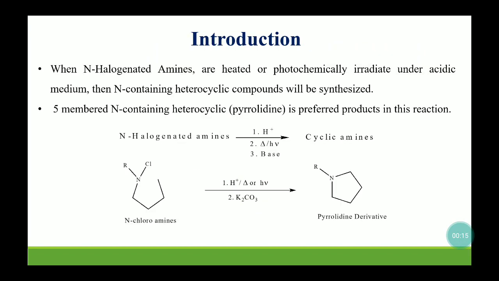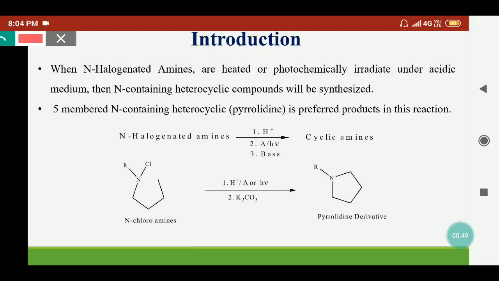In Hofmann-Loeffler Freytag reaction, N-halogenated amines are the reactants when they are treated in acidic media followed by thermal or photochemical condition. In presence of basic workup, they provide the cyclic amines. So this is a very important reaction by which we can prepare pyrrolidine derivatives. Usually 5 and 6 membered rings can be formed, but pyrrolidine is preferred product in Hofmann-Loeffler Freytag reaction.